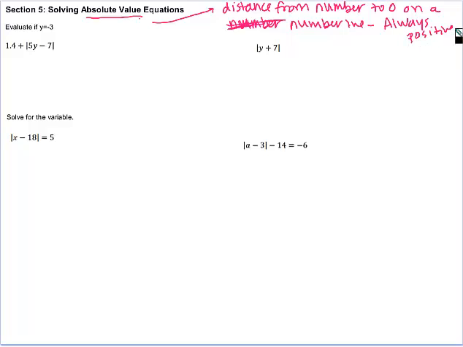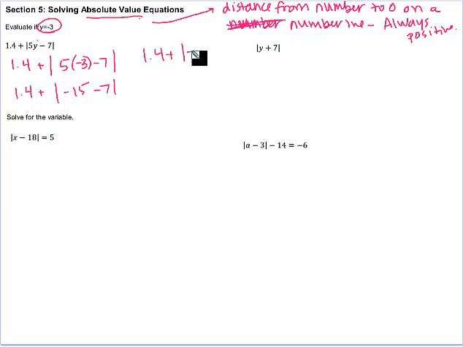Okay, so evaluate if y is equal to -3. So we just have to substitute that in. So 1.4 plus the absolute value of 5 times -3 minus 7. So 1.4 plus 5 times -3 is -15 minus 7. So 1.4 plus the absolute value of -15 minus 7 is -22. So 1.4 plus absolute value of -22 would be +22. And 1.4 plus 22 would be 23.4.